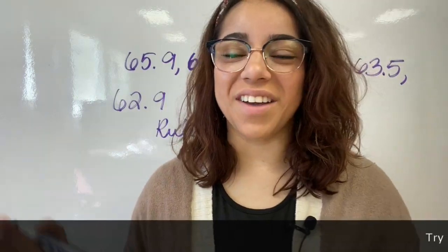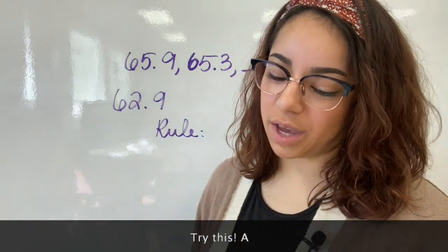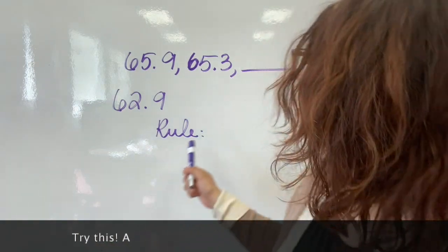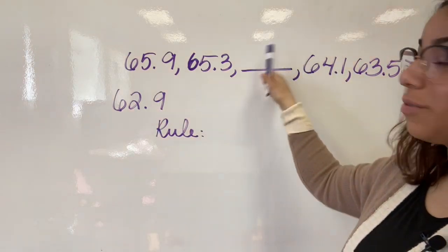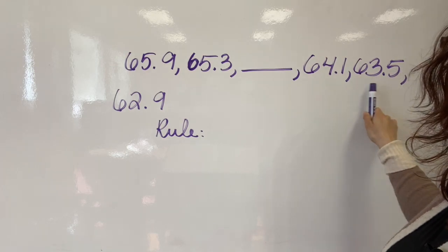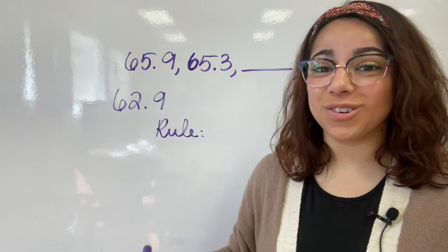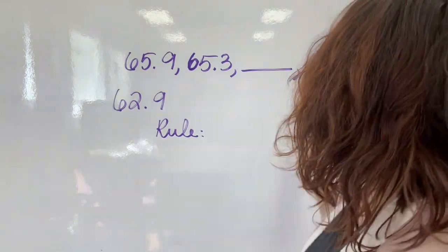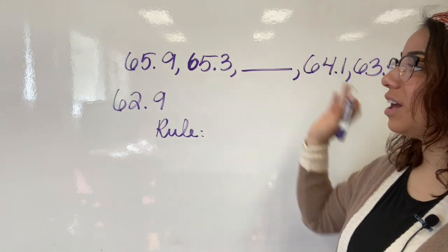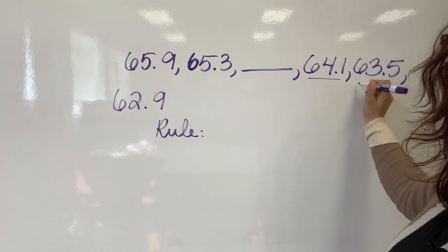I'm going to do letter A with you from the Try This. It says, write a rule for the sequence, then find the unknown term. So here we have 65.9, 65.3, a blank that we're going to have to fill in, 64.1, 63.5, 62.9. We have all these lovely numbers, but remember the only two that we really need is just two that are next to each other, any one of them that are next to each other. I'm going to show you that we can do it with any number that we have that are right next to each other. So I'm going to take 64.1 and 63.5.